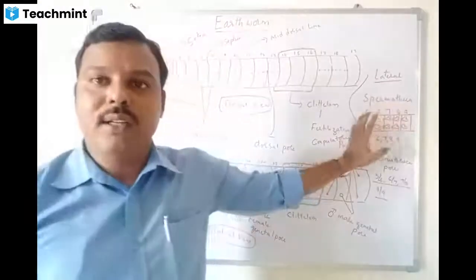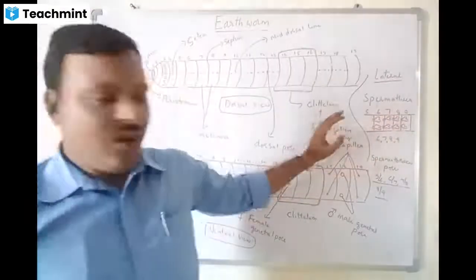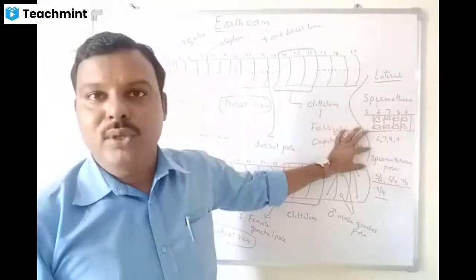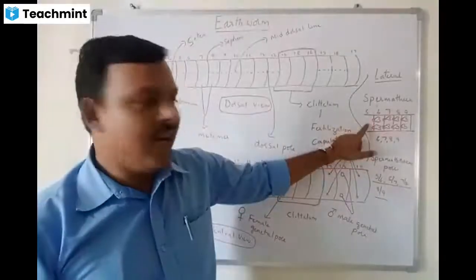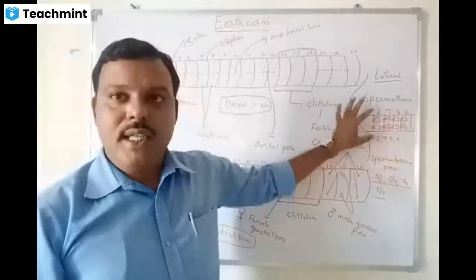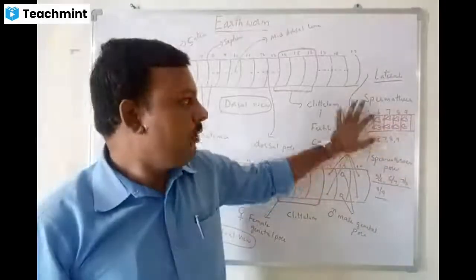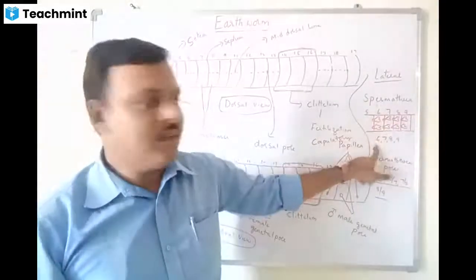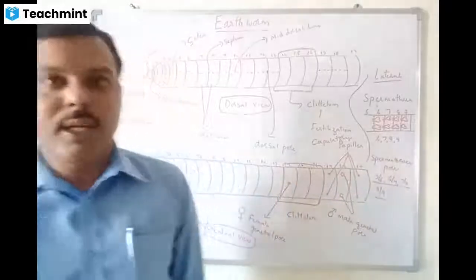It's very important in the NEET aspect too. If they are asking for the pore of the spermatheca, you have to write 5-6, 6-7, 7-8 and 8-9. When they are asking about the spermatheca, you have to remember they are available in 6, 7, 8, 9. It's very important.